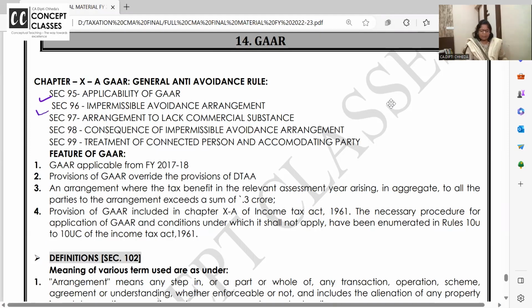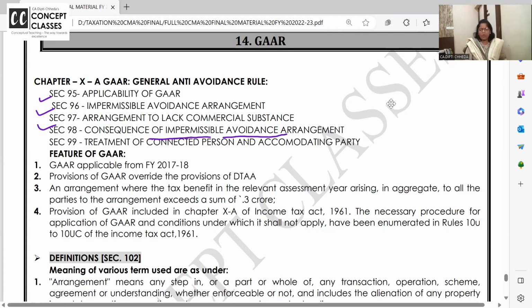So what is an impermissible avoidance agreement? Some arrangement lacks commercial substance. A 100% subsidiary we have made in a tax haven country. कोई काम नहीं है, सिर्फ उनका काम है इंडिया को लोन देना. So they are not doing any commercial things, just for the name's sake we have made. I'll tell you an example for all that.